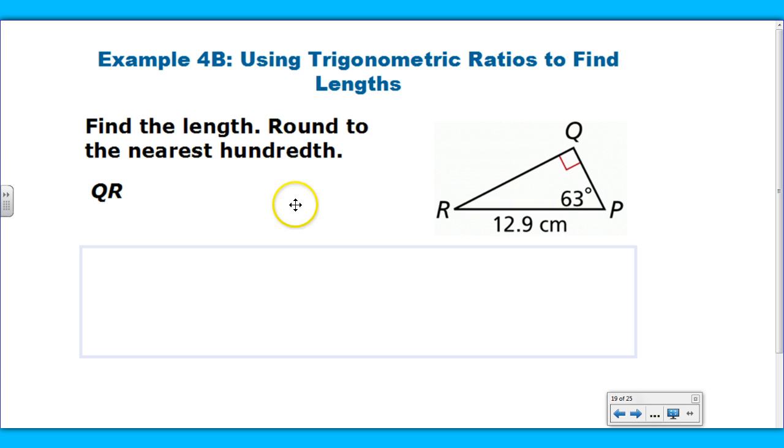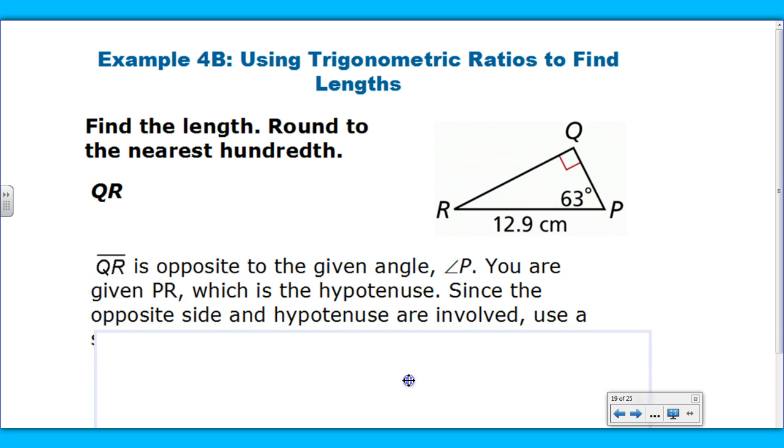Okay, let's find the length QR, and round it to the hundredths. So again, we have this known acute angle 63, and QR is opposite that angle, and we know that RP is 12.9. And RP is what kind of side? That's right, it's the hypotenuse. So we're looking at a ratio of opposite over hypotenuse. Think about SOHCAHTOA. Opposite over hypotenuse is our sine ratio, right? So we are going to be able to use that ratio to solve for QR.